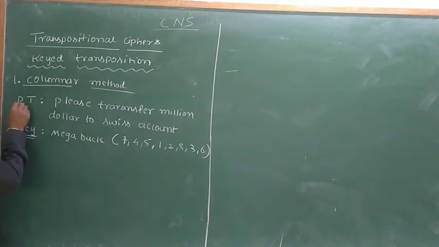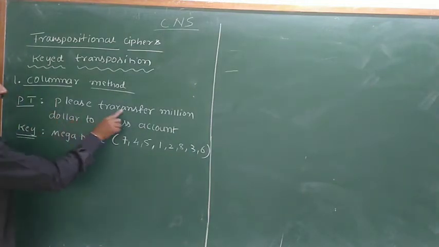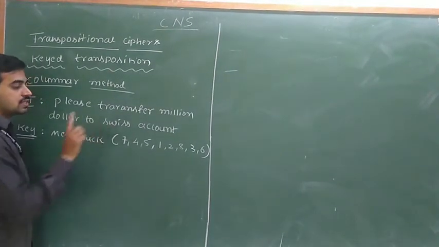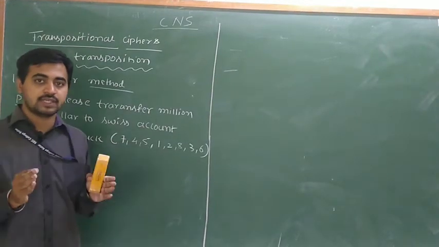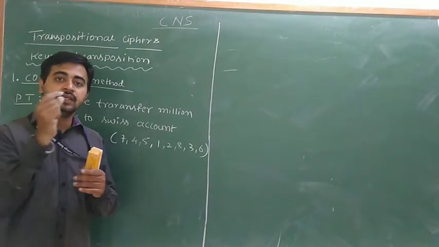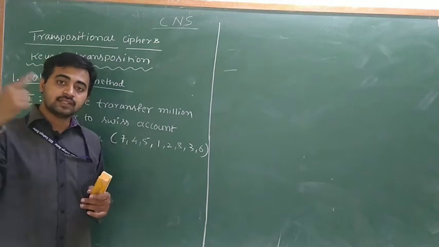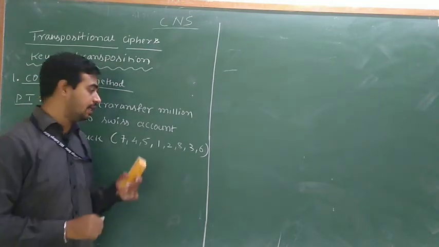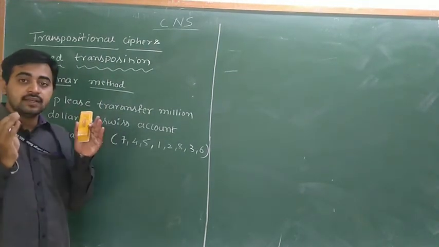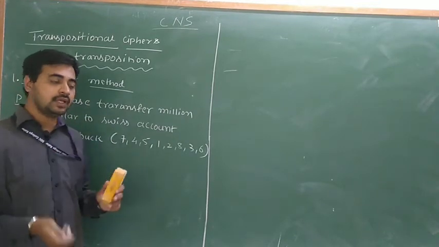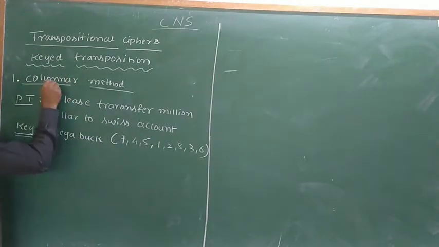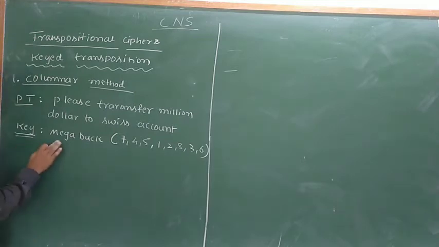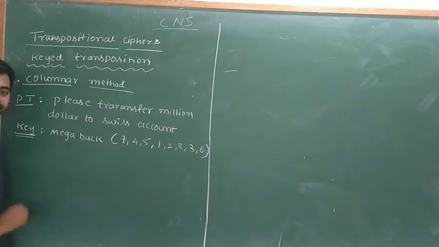Here the plain text given is: please transfer $1 million to Swiss account. It is a very confidential message where the sender is instructing the receiver to transfer the amount. So this has to be encrypted. How do we do the encryption? We are going to follow the method called the columnar method. The key value given is MEGA.